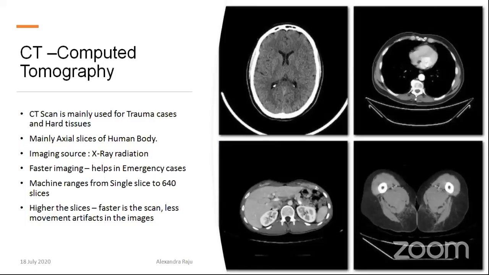CT, or computed tomography, is mainly used for trauma cases and for visualizing the heart tissues. Mainly the axial slices of the body are taken in CT. The imaging source will be X-ray radiation. As I told, the rotating X-ray will be there, and you can see that in the previous slide. The machines range from a single slice to 640 slices. If the slices are more, the scan will be faster and there will be fewer artifacts in the images. So higher and higher slice CT will always be used for imaging purposes in hospitals.